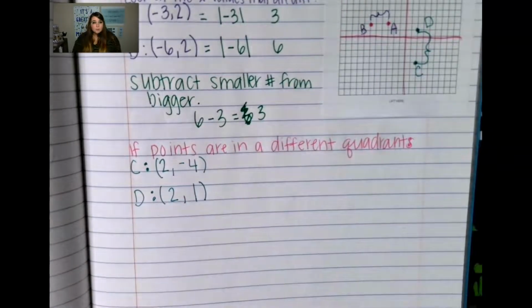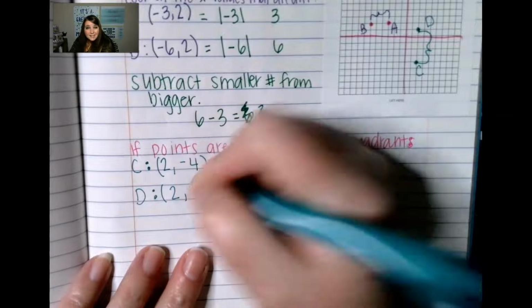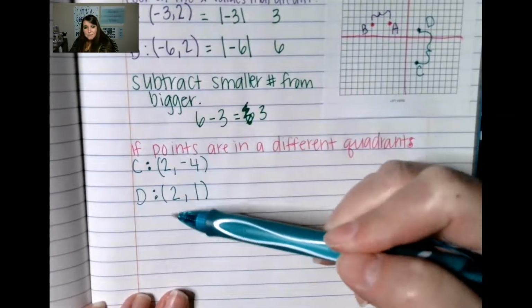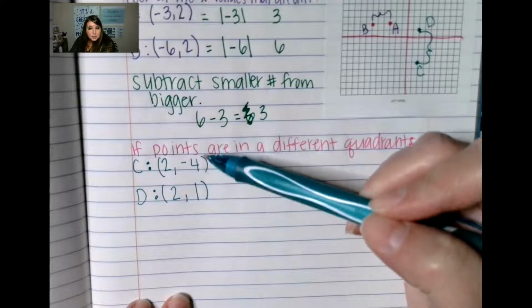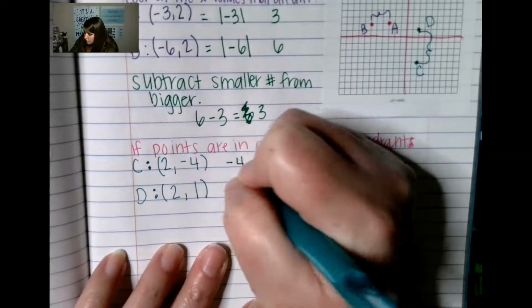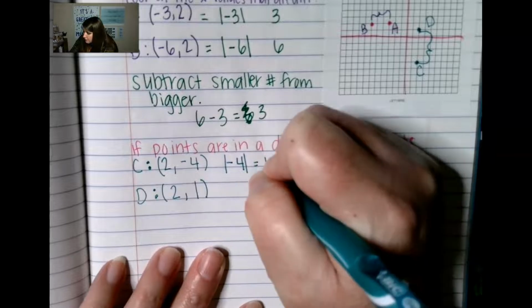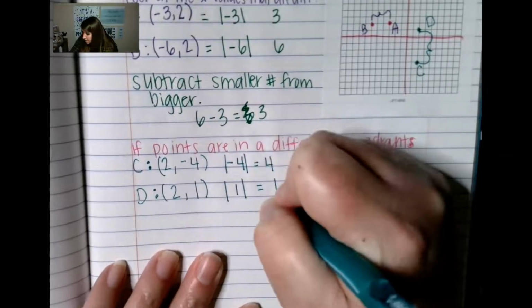And so our job would be to find, again, the absolute value of each of those numbers. So we're going to find the absolute value of negative 4 because that is the one that's different. The 2 is the same, so we're not worried about that. We're worried about the difference here between these two numbers. So we're going to find the absolute value of 4, which is 4, and the absolute value of 1, which is 1.